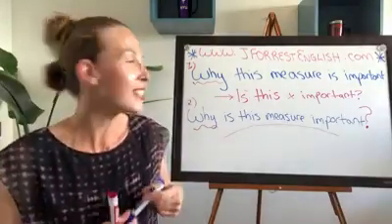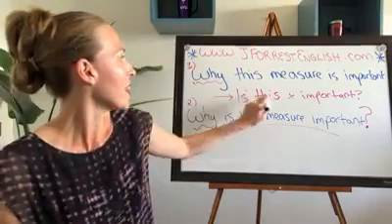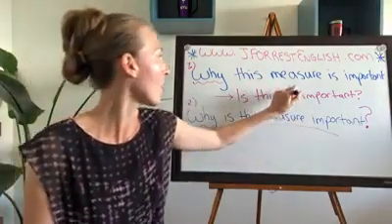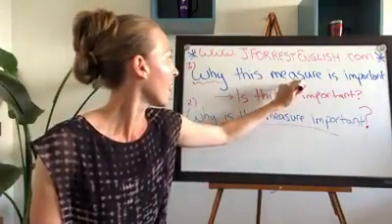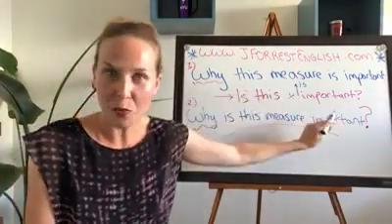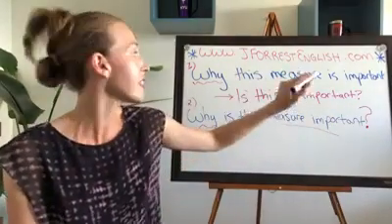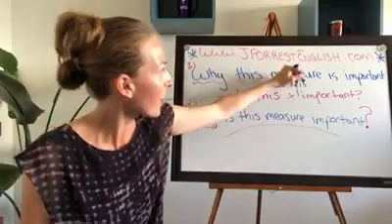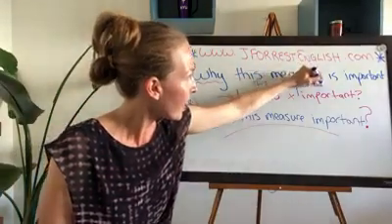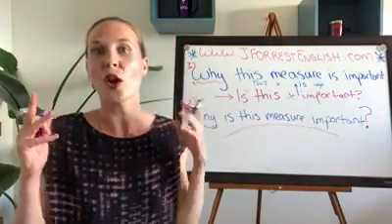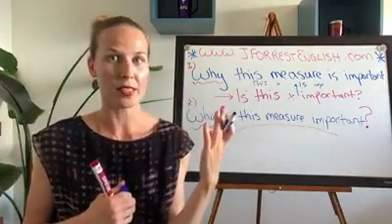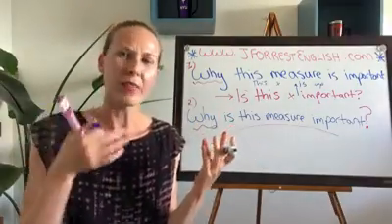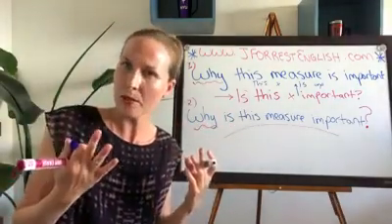As a statement, it would simply be this measure is important. So of course I'm starting with this. That's our statement. This measure is important. This measure isn't important as a negative. Question, is this measure important?